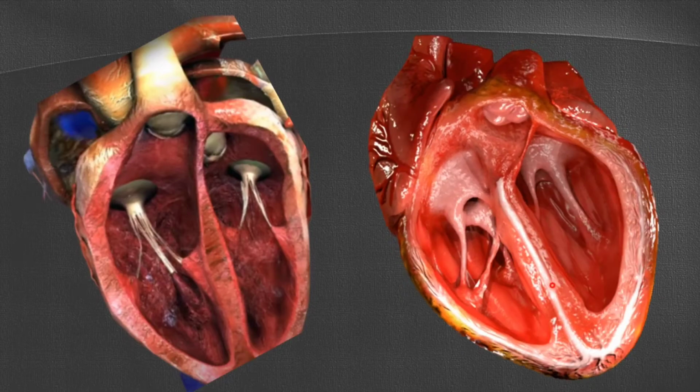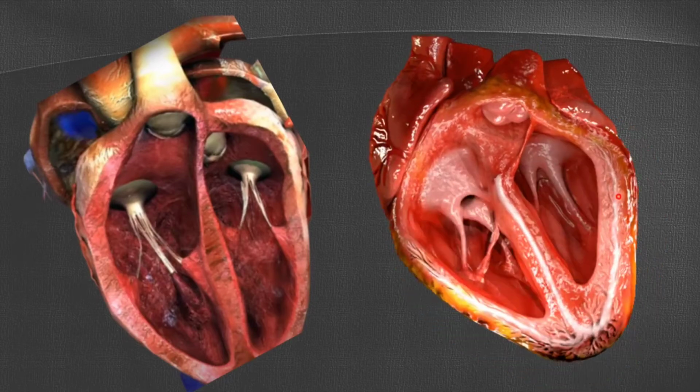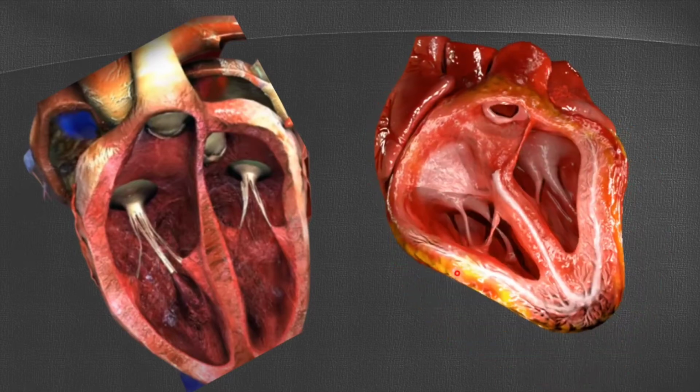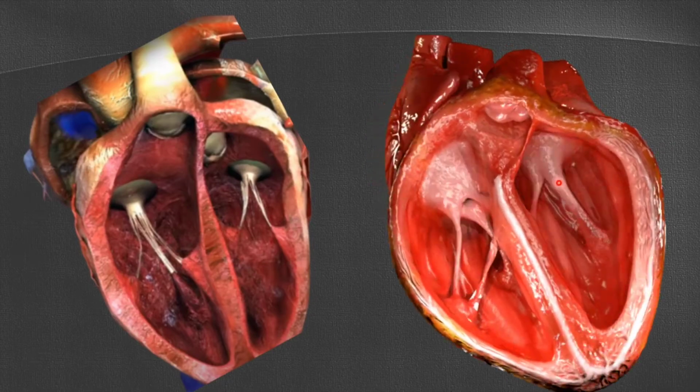So that is why the workload of the left side is greater and the wall of the left side is 3 times thicker than the right side of the heart. Now you can see these are the tricuspid valves, these are the 2 bicuspid valves.